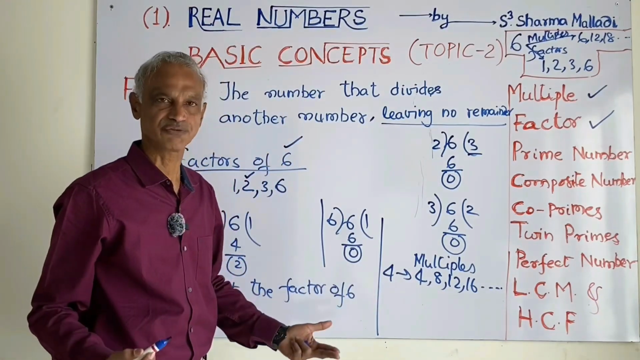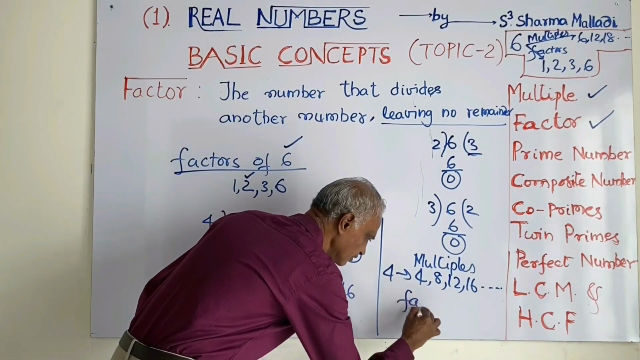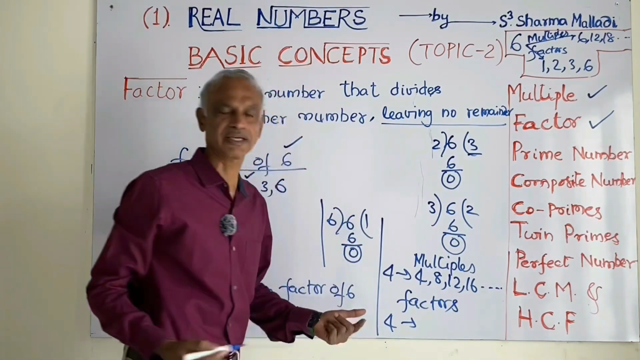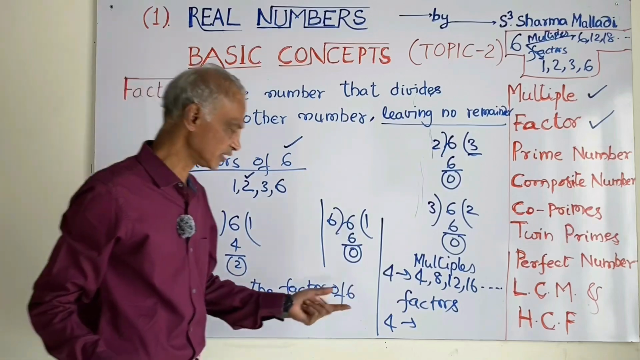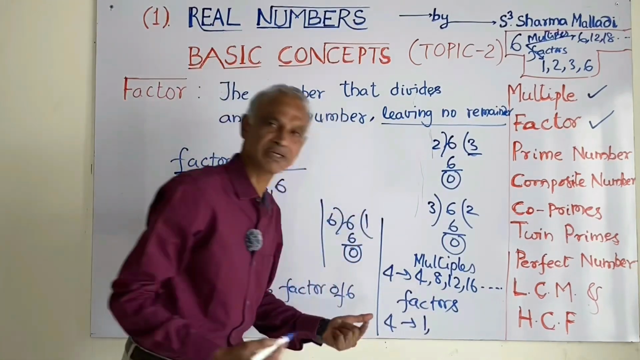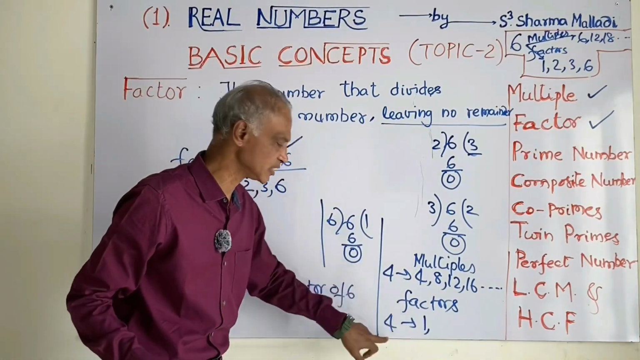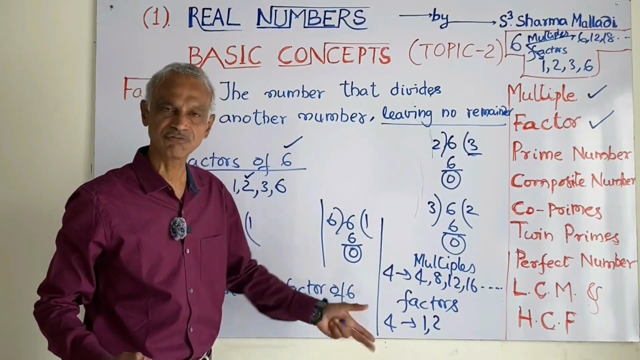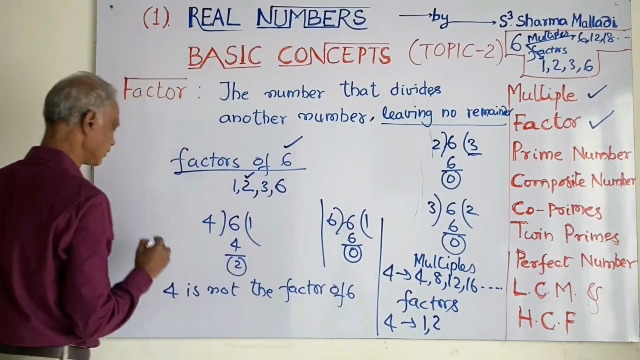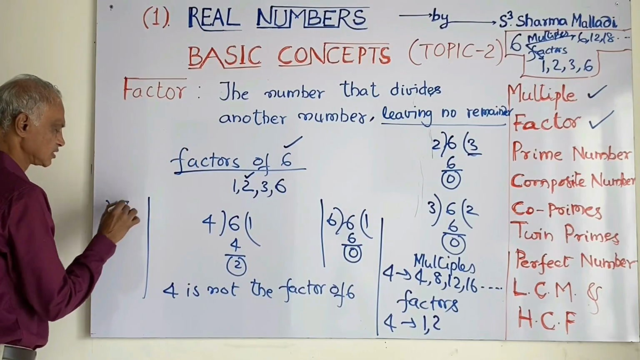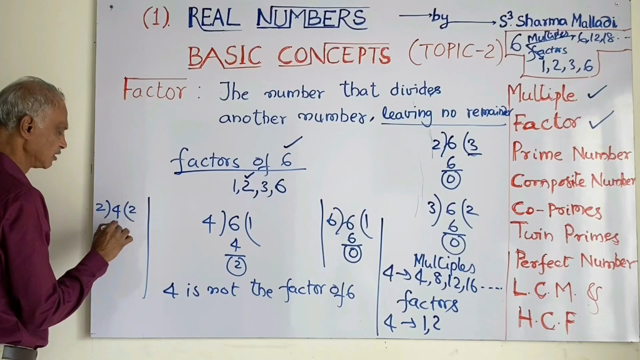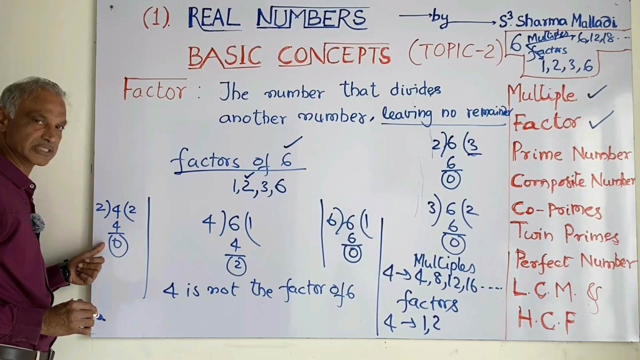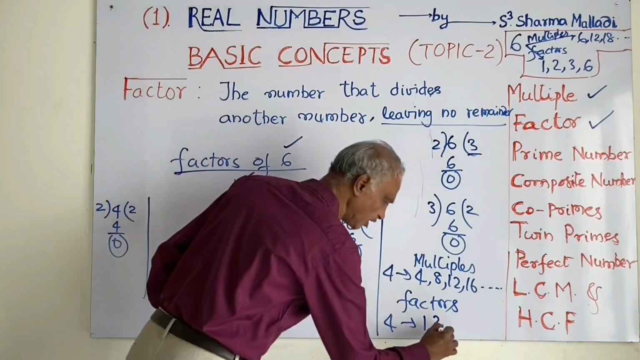What are the factors of 4? Factors, I will write. First you take the number 1. 1 is a factor of 4, as 4 is completely divisible by 1. You take 2. Is 2 a factor of 4? 4 is completely divisible by 2. 2 twos are 4, leaving remainder 0. No remainder means you are getting 0 as the remainder. So 2 is a factor of 4.